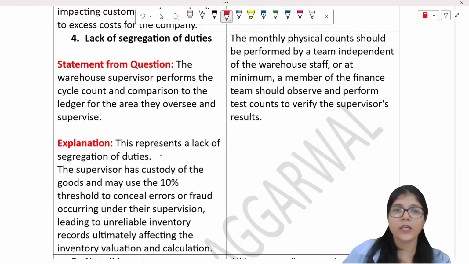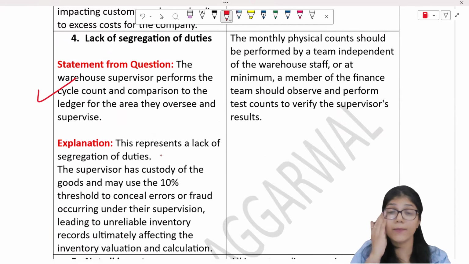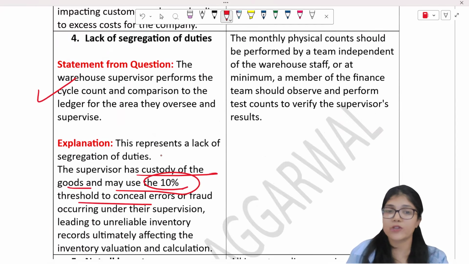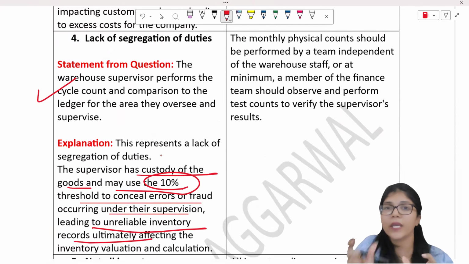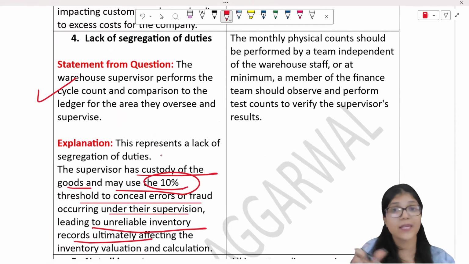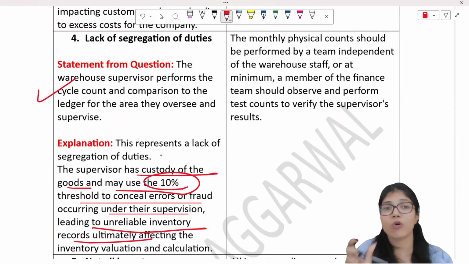Yeah. Lack of segregation of duties. So the same person is doing the same job again. This represents a lack of segregation of duties. The supervisor has custody of goods and may use the 10% threshold to conceal the errors under their supervision, leading to unreliable inventory records. Because the same person is counting, reviewing and authorizing, and using the 10% threshold, which is again an issue, that's a separate issue. We'll talk about that. But this is also an issue.